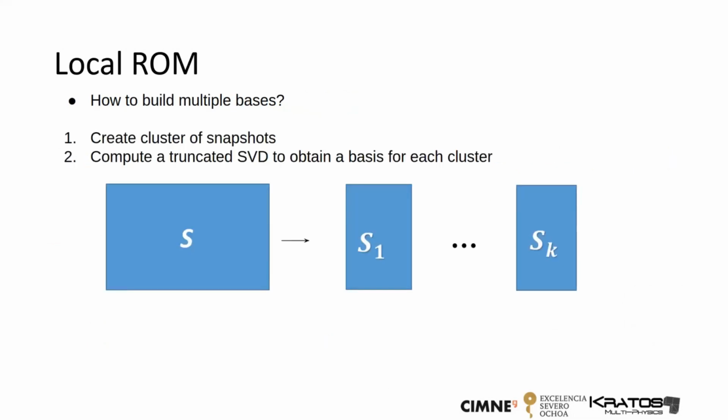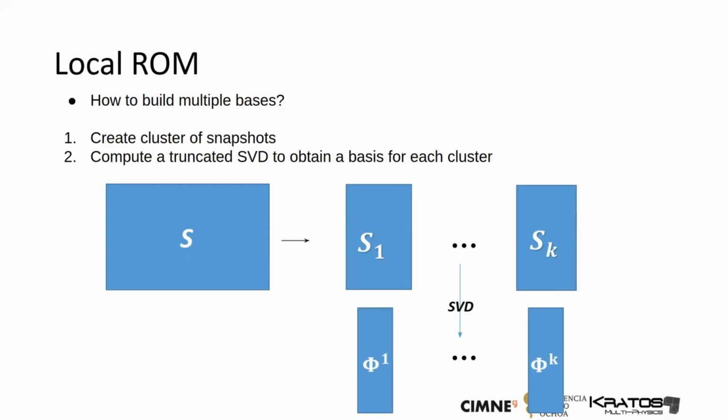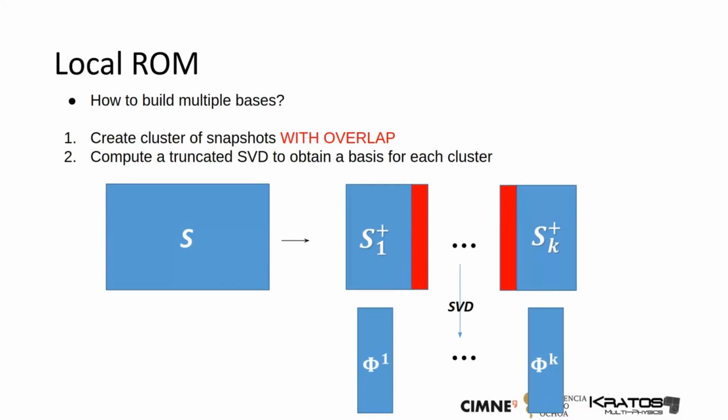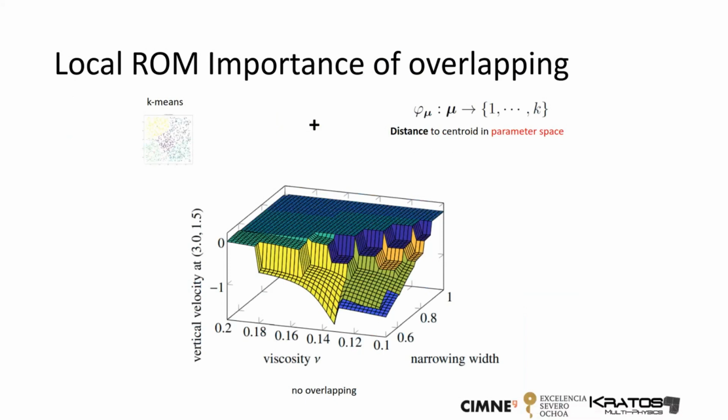There's something that I haven't mentioned, which is, well, I just said this, right? So you split it and do the SVD. It turns out that it's necessary to do some overlap. So you actually need to do some overlap and then do the SVD. Because, well, I will show you. Here is an example of a paper from CISA recently, from this year. So basically, it's using the k-means for doing the clustering, and it's using this distance to centroid in parameter space as choosing the basis.